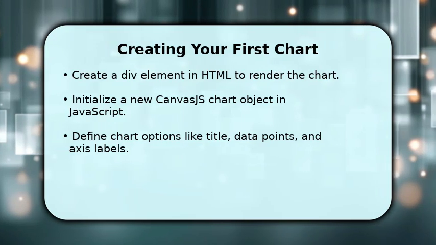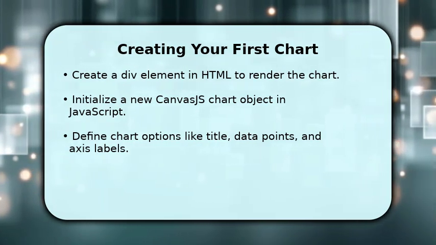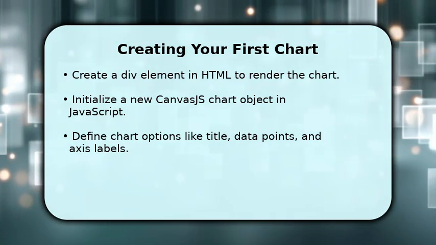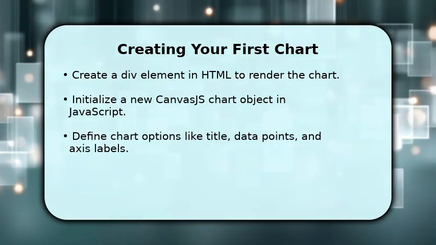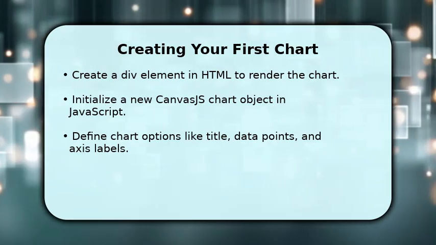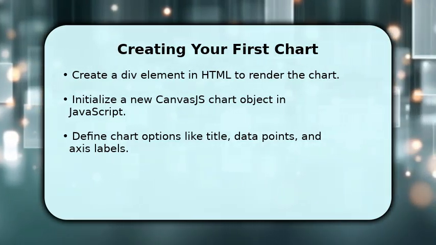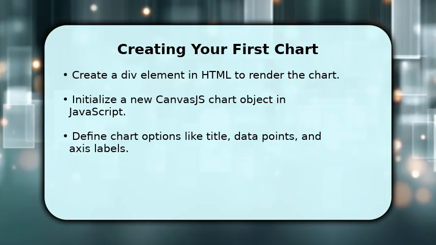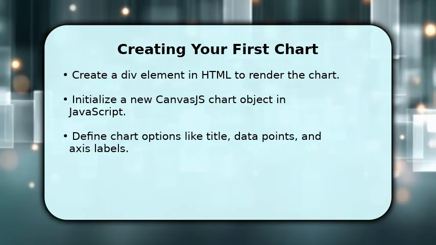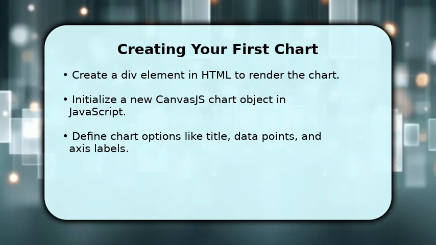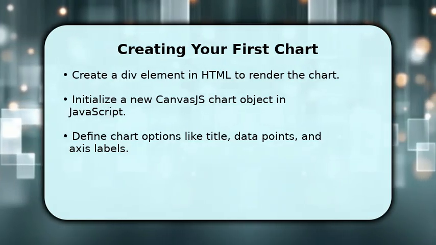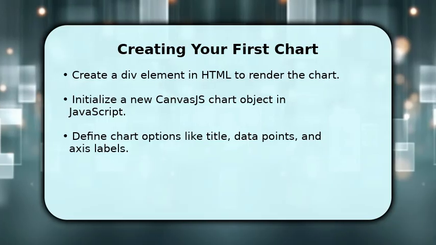To create your first chart, begin by adding a div element to your HTML body. This div will serve as the container for your chart. Next, in your JavaScript, instantiate a new Canvas.js chart object, passing in the div's ID and your desired chart options. These options allow you to customize everything from the chart type to the data series. It's an intuitive way to visualize your data quickly and effectively.